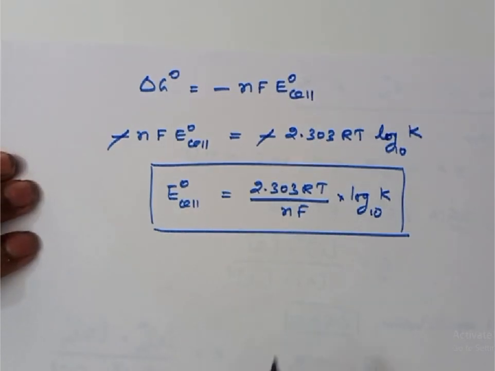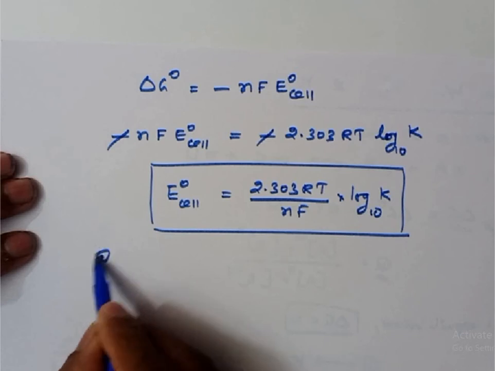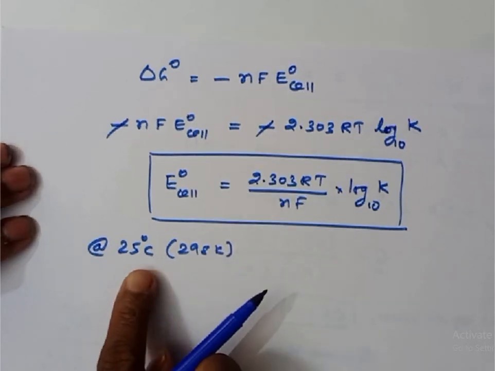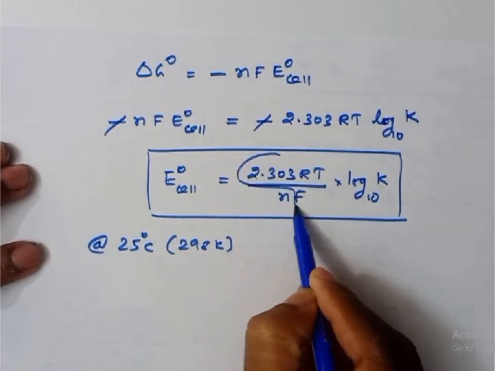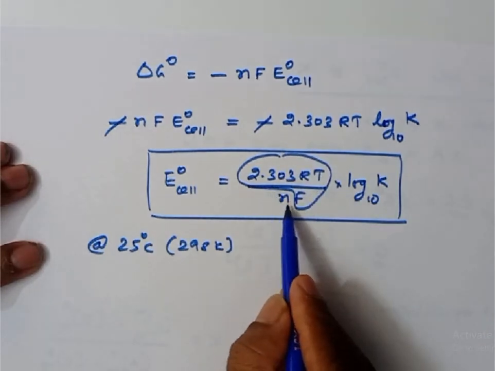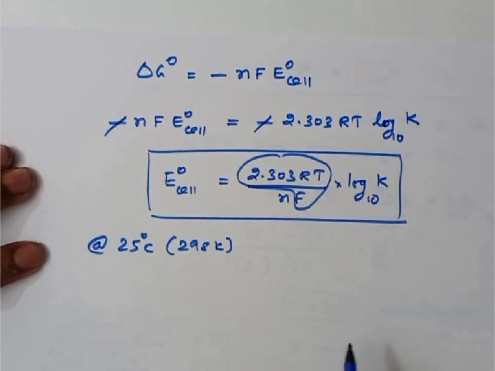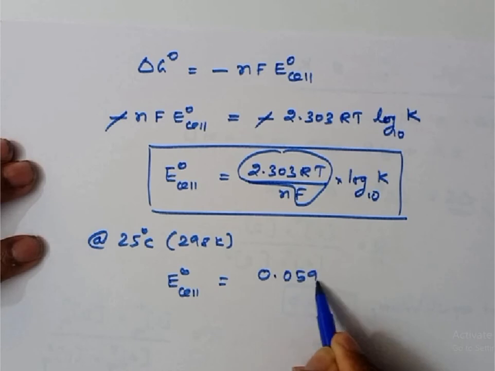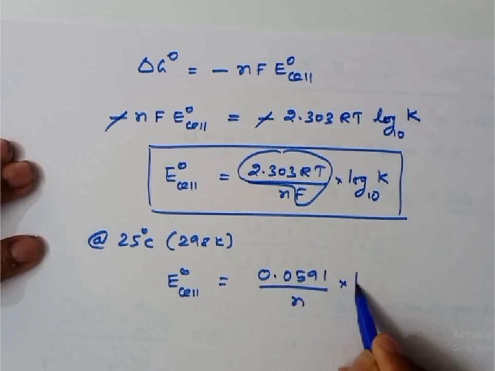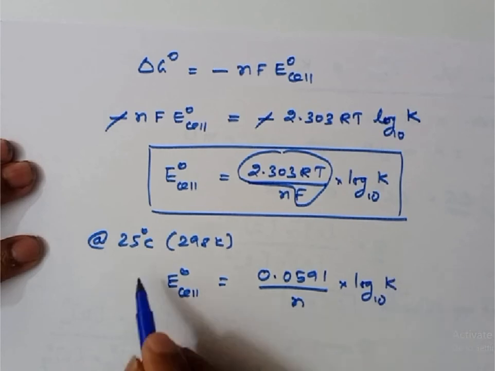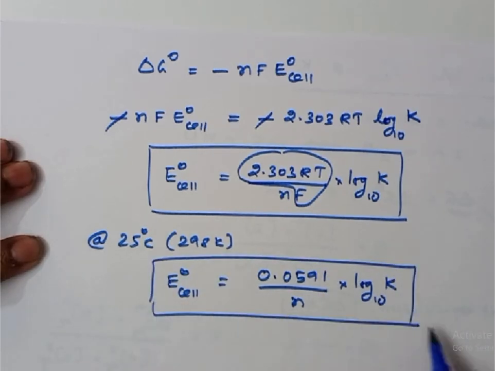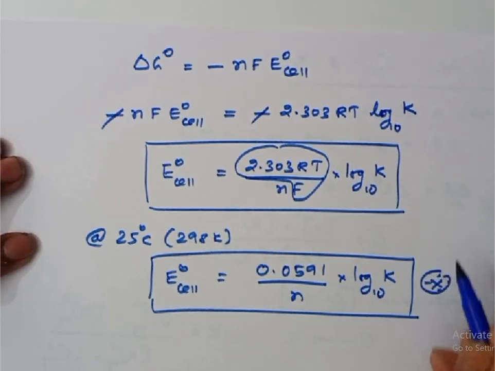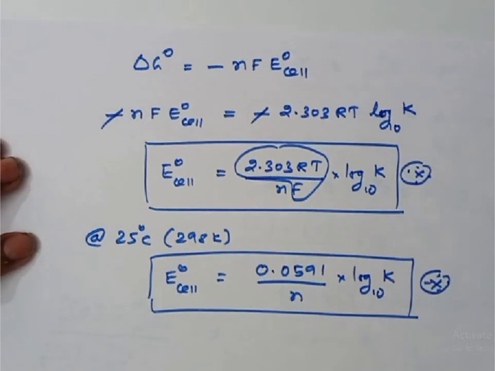Take down. And here at 25 degrees Celsius, which means 298 Kelvin, this value 2.303 RT by nF, except n, the remaining things are constants. So that constant, we have already seen, is 0.0591 over n into log base 10 K. This is the relation between standard cell potential and equilibrium constant. Take down. Very useful relation and very very important for competitive examinations.